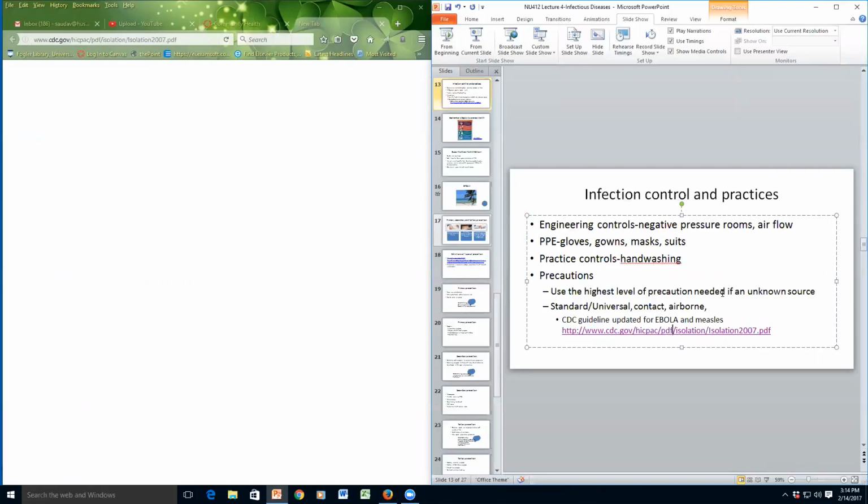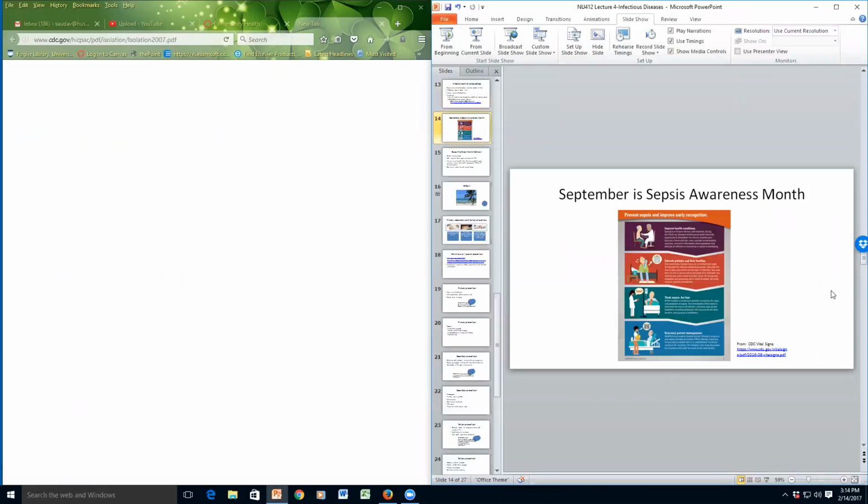Now, our next slide just highlights the importance of recognition of sepsis and how important sepsis prevention is in preventing unexpected death for patients. And at the core of this particular issue is infection control. For example, ventilator-acquired pneumonia, central line infections, hospital-acquired pneumonia, all of those infections are preventable if we use good infection control practices.